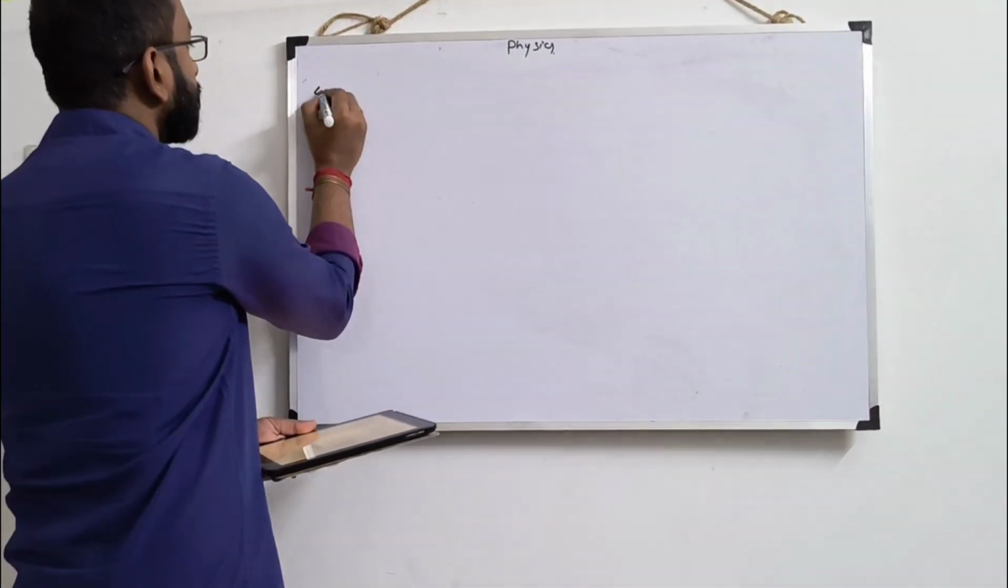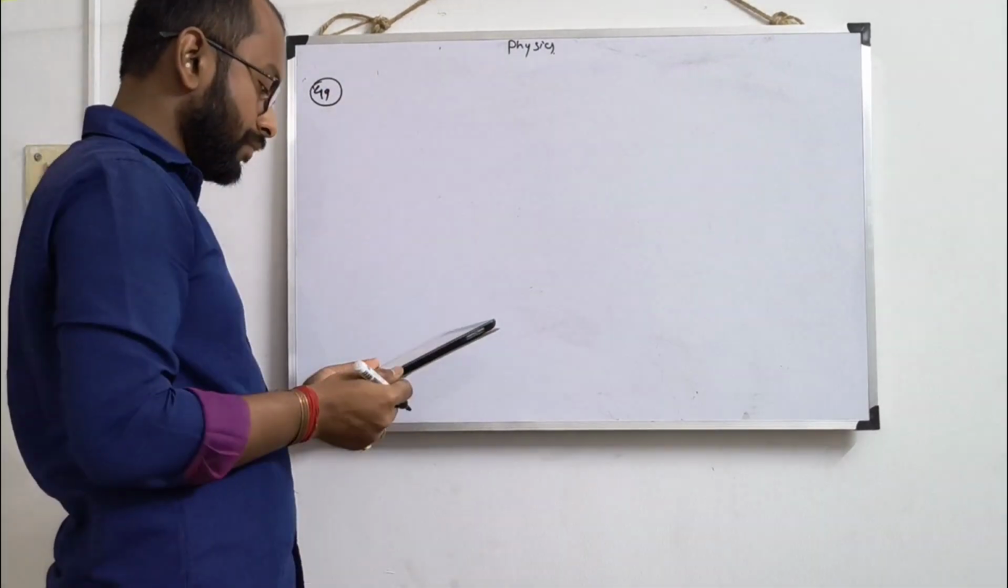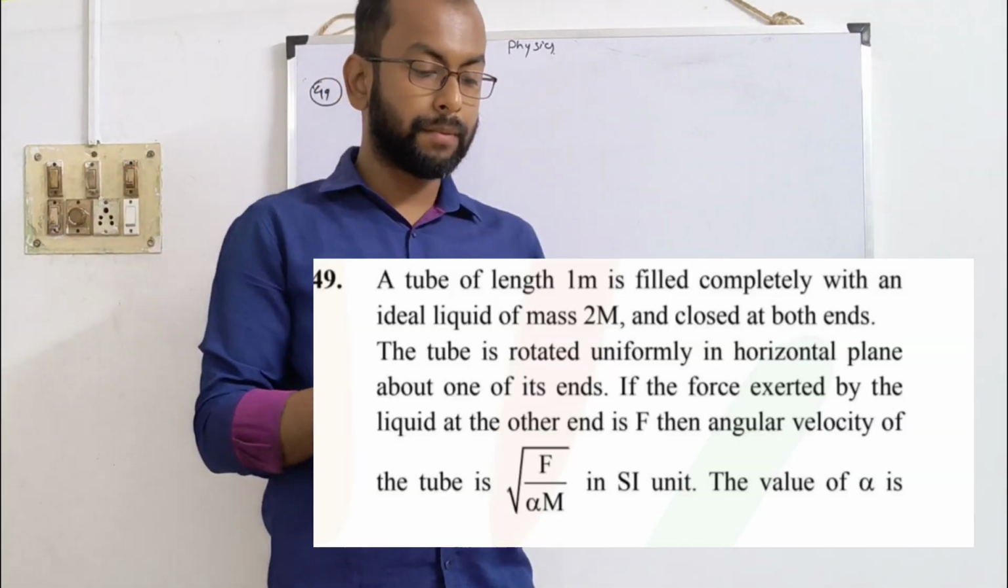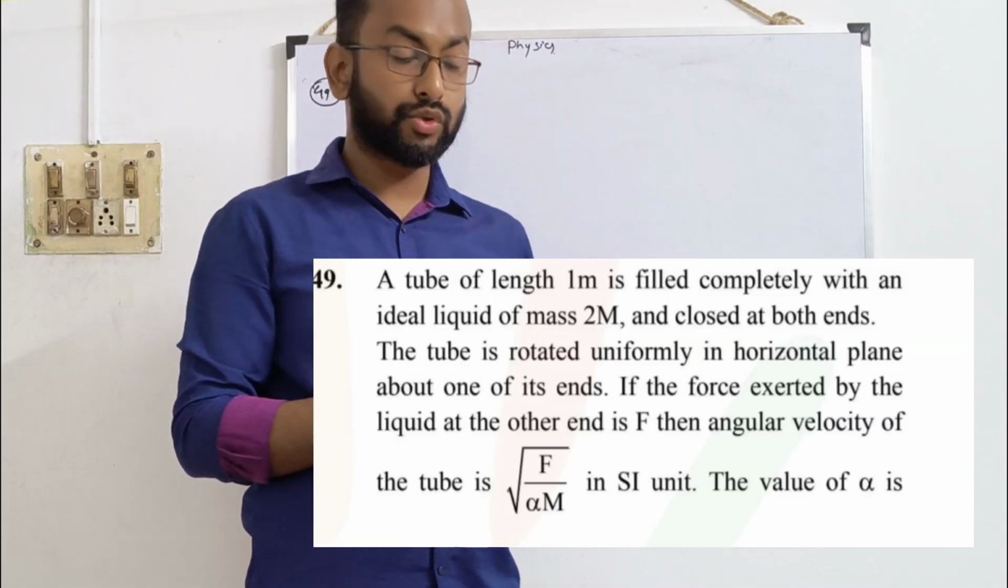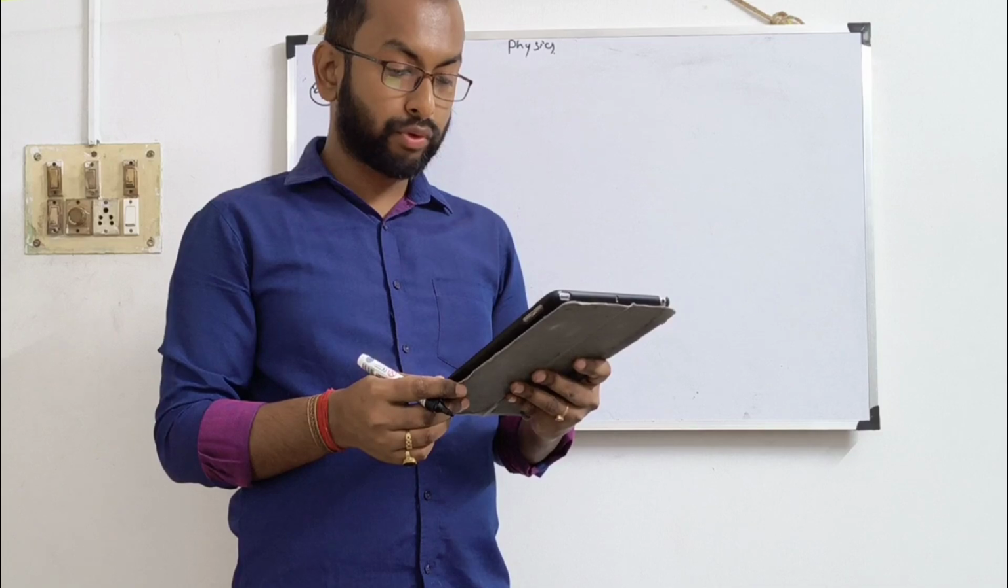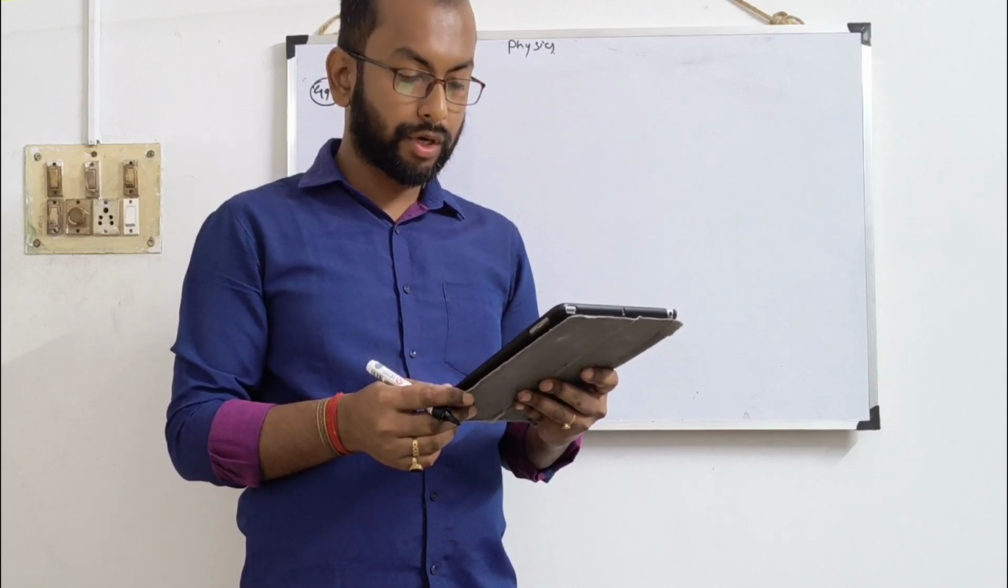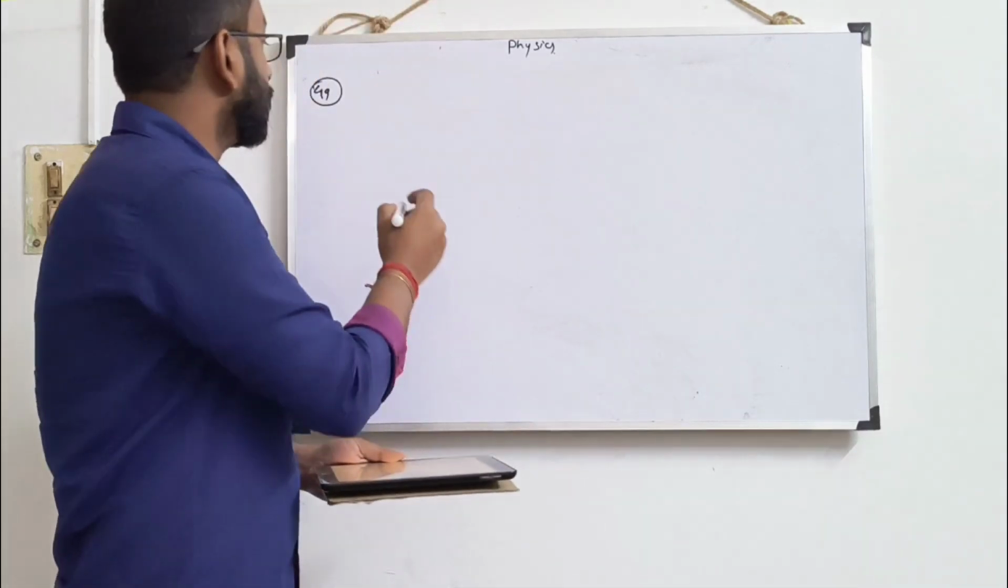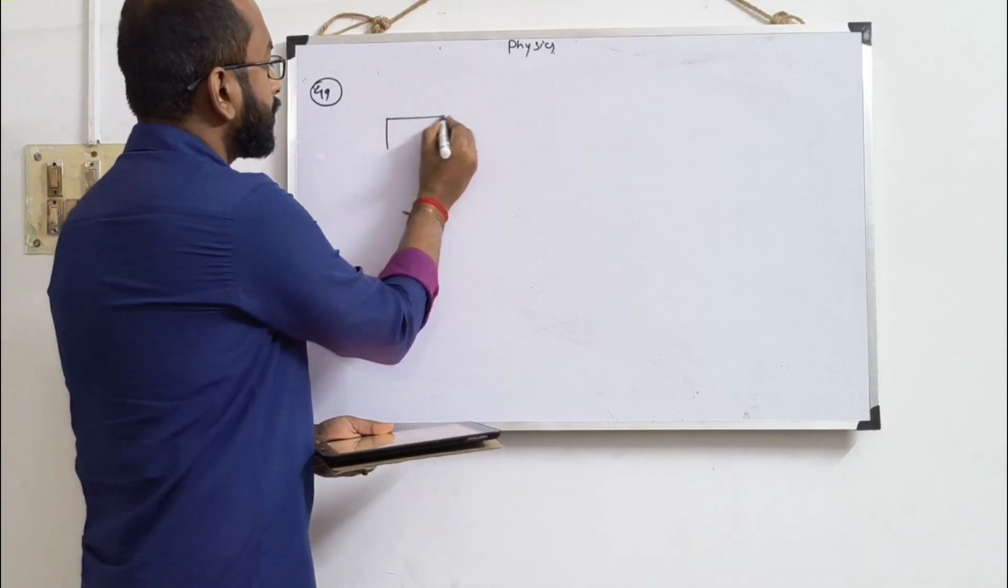Okay, so the next question, question number 49. A tube of length 1 meter is filled completely with an ideal fluid of mass 2m and closed at both ends. The tube is rotated uniformly in horizontal plane about one of its ends. So we just draw the diagram. Maybe this is a tube.